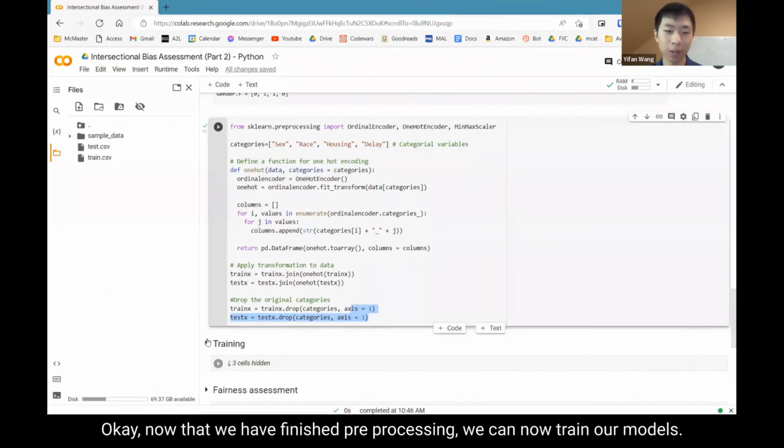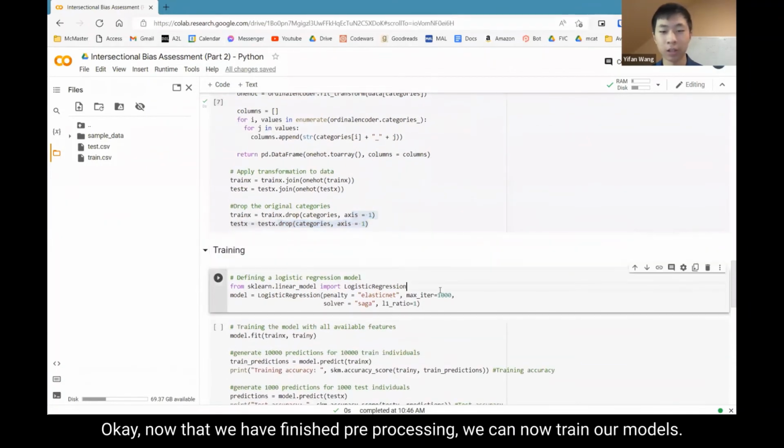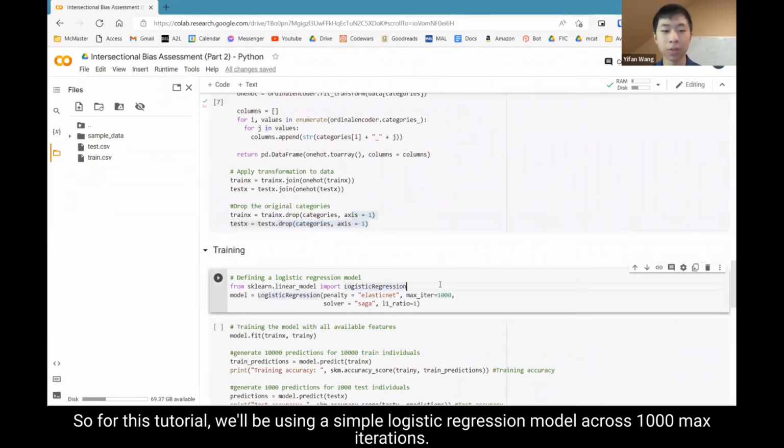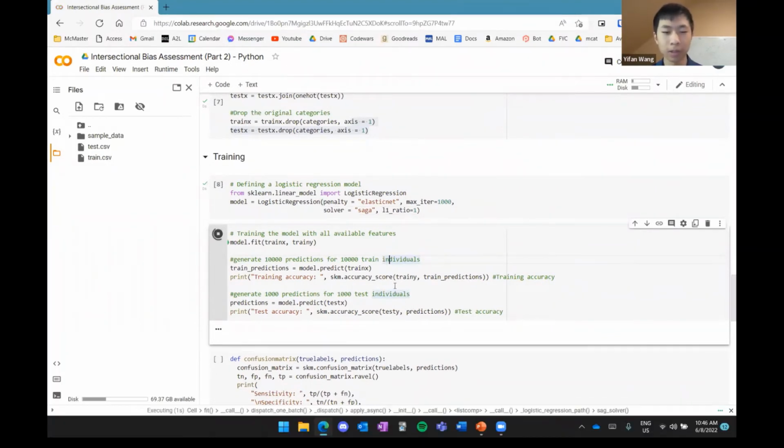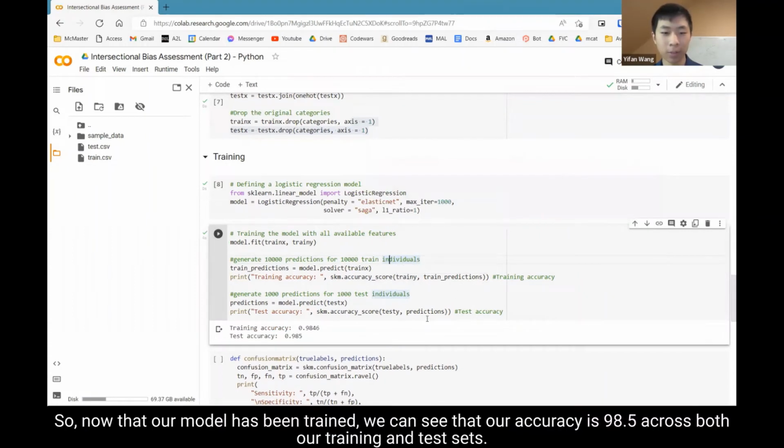Okay, now that we have finished pre-processing, we can now train our model. So for this tutorial, we'll be using a simple logistic regression model across 1,000 max iterations. And then we're just going to fit our model and look at our accuracy. So now that our model has been trained, we can see that our accuracy is 98.5 across both our training and test sets.